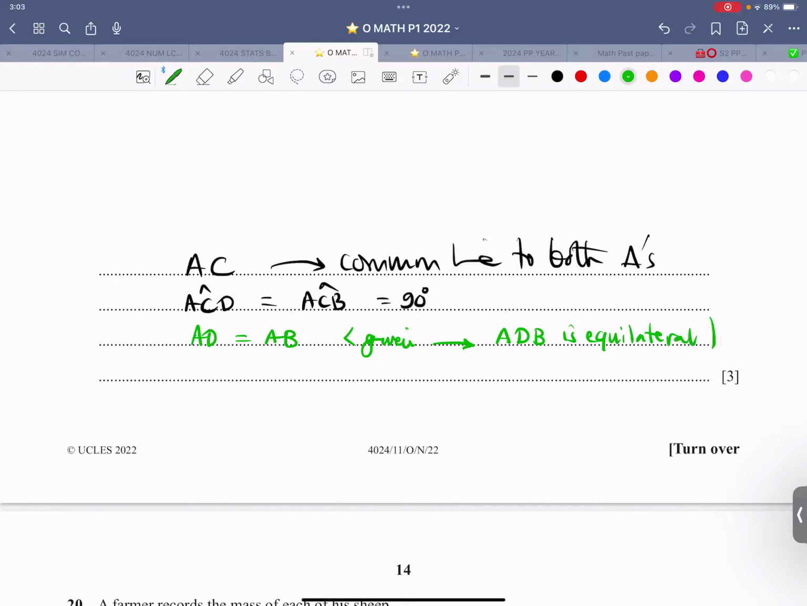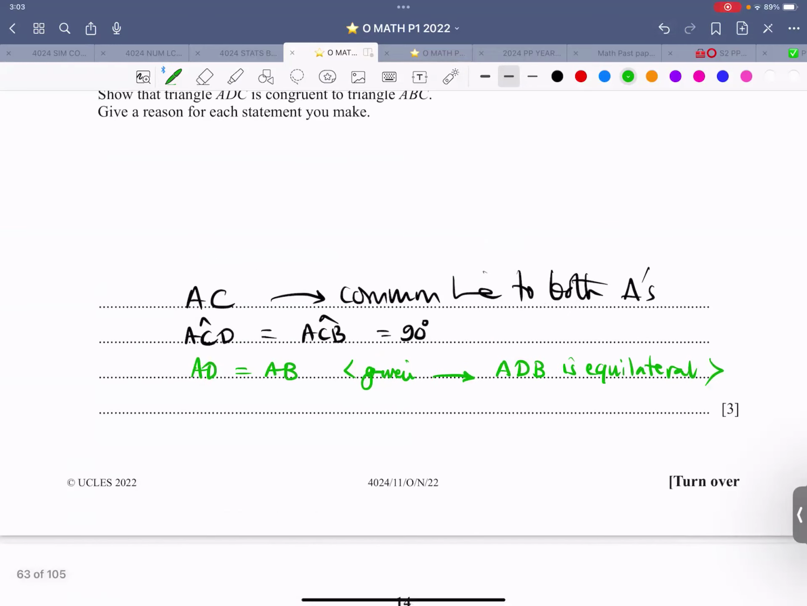So now we have all this information. Therefore, we will say that there is a side, there is a 90, there is another side. So we are basically applying the rule of the triangle in which there is a side, there is a right angle, there is a hypotenuse. So according to this, yes, we will say that these two triangles are congruent.